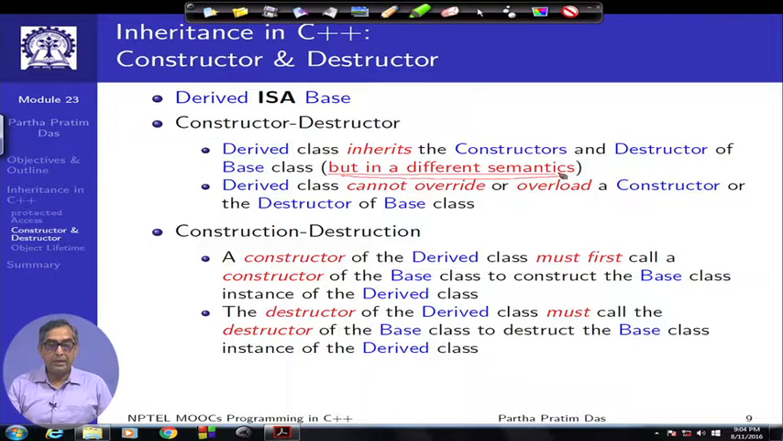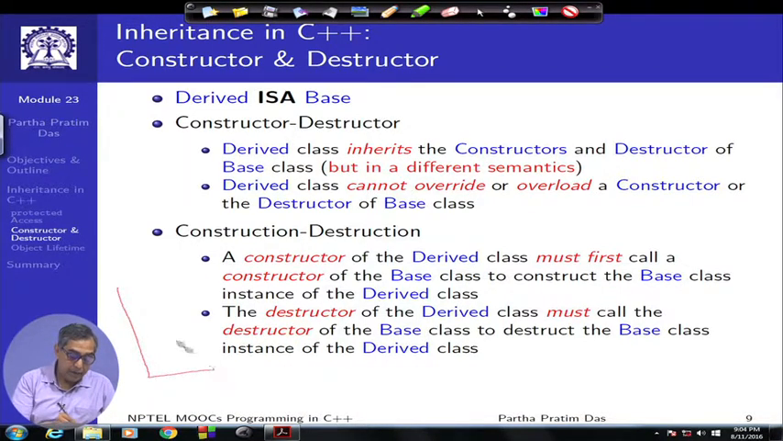So, the base class constructor becomes kind of a member function in the derived class. Similarly, a base class destructor becomes kind of a member function in the derived class. But it is very important that this inheritance of the constructors is possible, because again recall that any derived class object has a base class instance. This is an instance of the base.